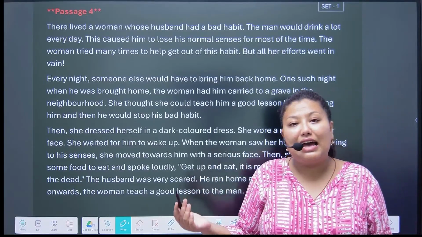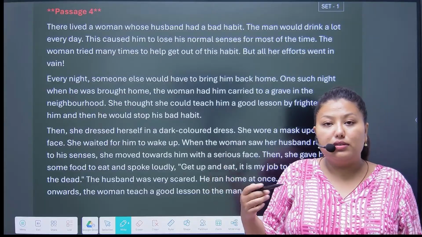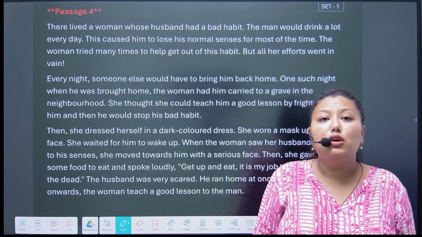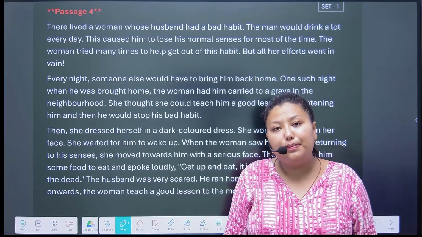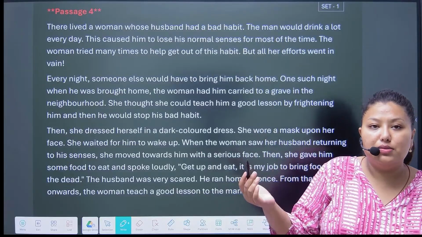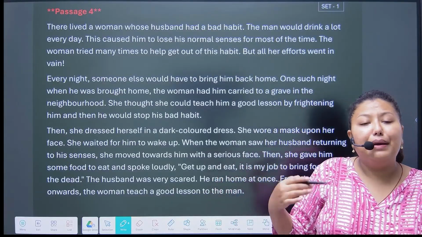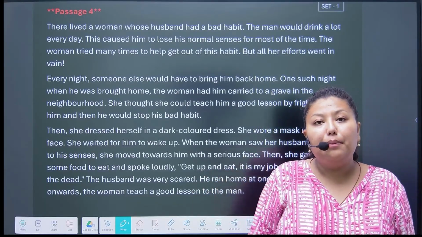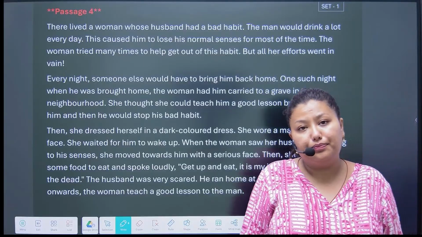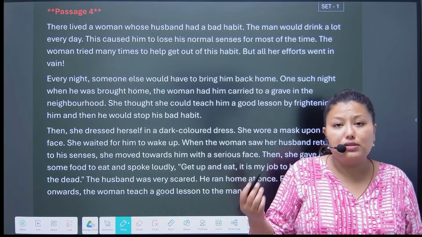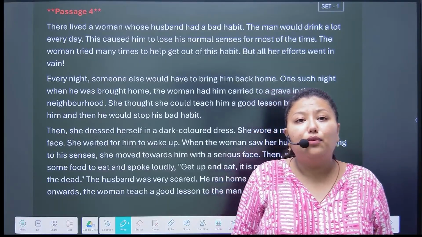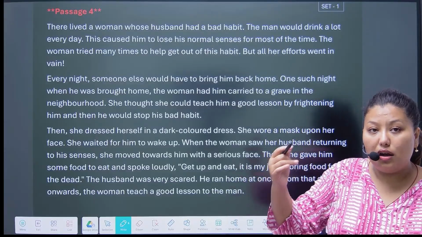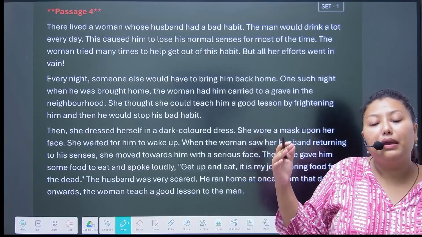He doesn't know what is happening to him or what is happening around him. The woman tried many times to help get out of this habit, but all her efforts went in vain. So all her efforts were useless. Every night, someone else would have to bring him back home.